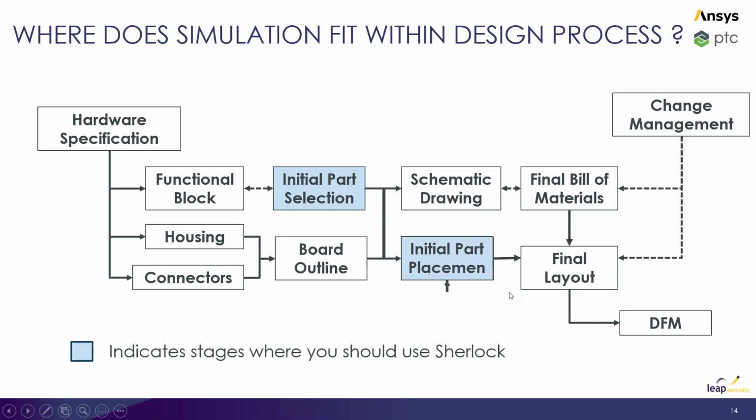For example, for the initial part placement, where you have 80% of your housing done, the board outline is done, and you're placing your connectors and the jacks on the side first, and then trying to understand where to place your components in the center, as Namrata showed before. So understanding where stresses and strains are high, and then trying to avoid those locations, or even put more mounting points into the board.